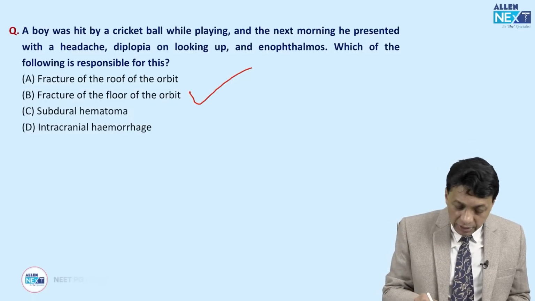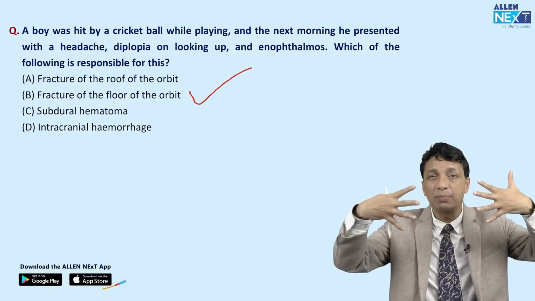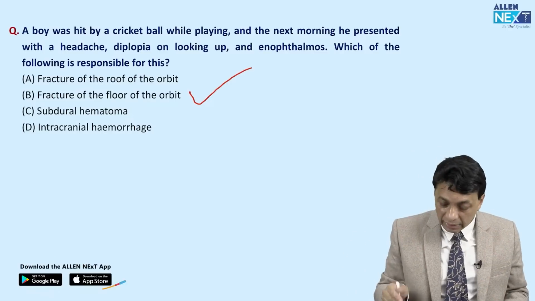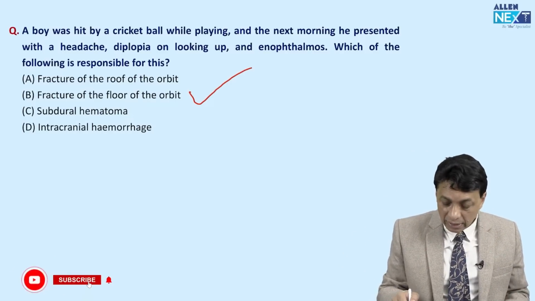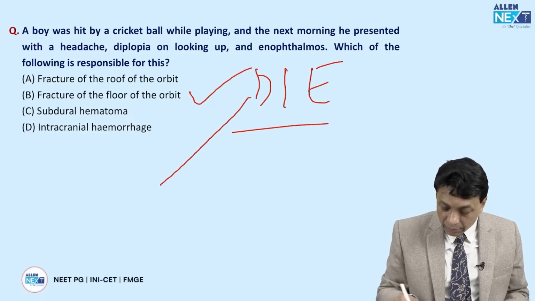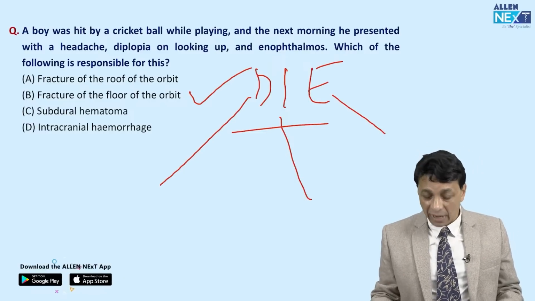And how do I know? Because he has the triad of diplopia and looking up, because the inferior rectus got trapped in the fracture wall and is not allowing the eyeball to move up. And enophthalmos is a well-known sign. Remember the classic DIE, okay? Diplopia, infraorbital anesthesia, enophthalmos is a sign of blowout fracture.